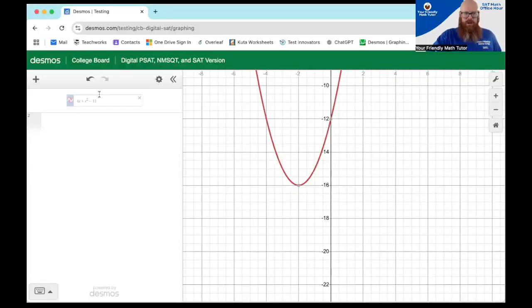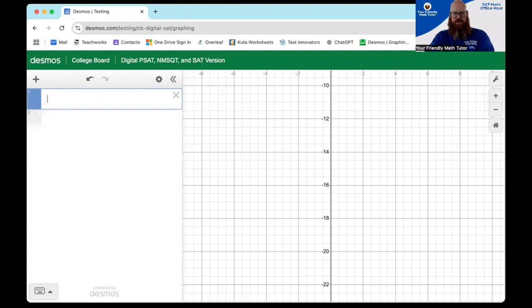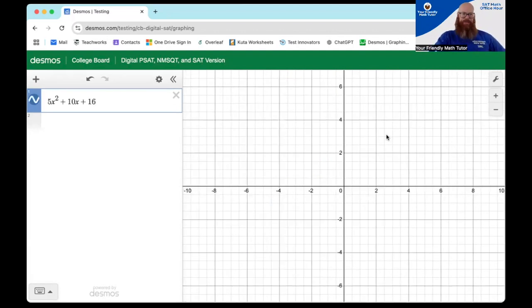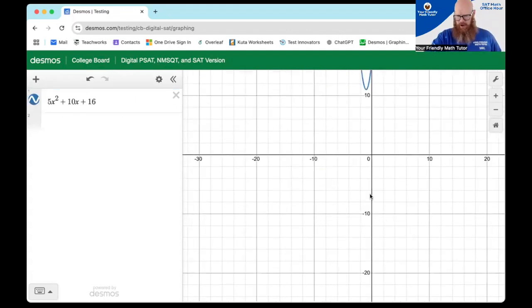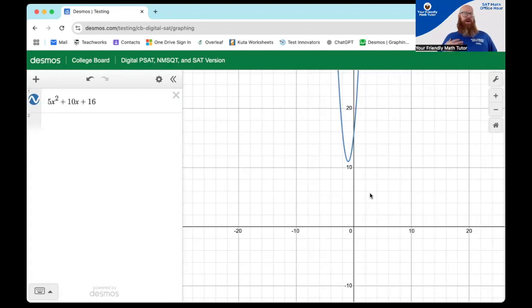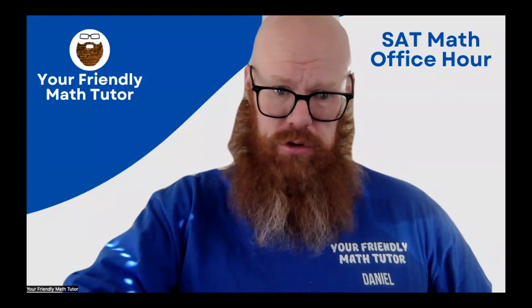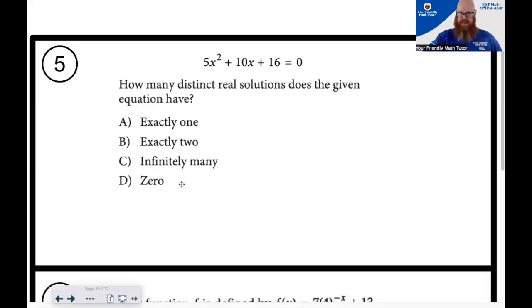So what we're going to do is not type in the whole equation. You could, but we're just going to do 5x squared plus 10x plus 16. And what that's going to do is graph the parabola. All right. Well, I don't even see it, but we'll try to find it here. There it is. And the way you find the solutions when it's already equal to zero is just the x-intercepts. Well, clearly this doesn't have any x-intercepts. So that's it. There's just no solutions. So this one is asking how many solutions it has. That would just be zero.